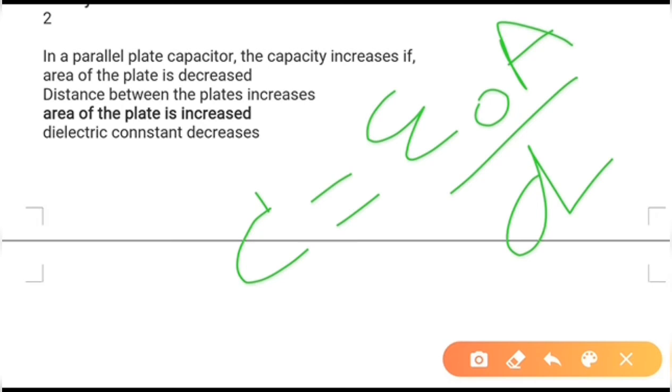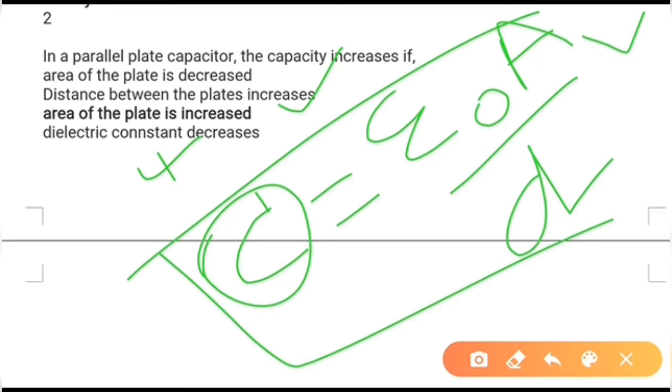So third option, area of the plate is increased. If A increases, C increases. That one is correct. And the fourth is not correct. So only the third one is correct. By using this formula, we can obtain the answer for this question.